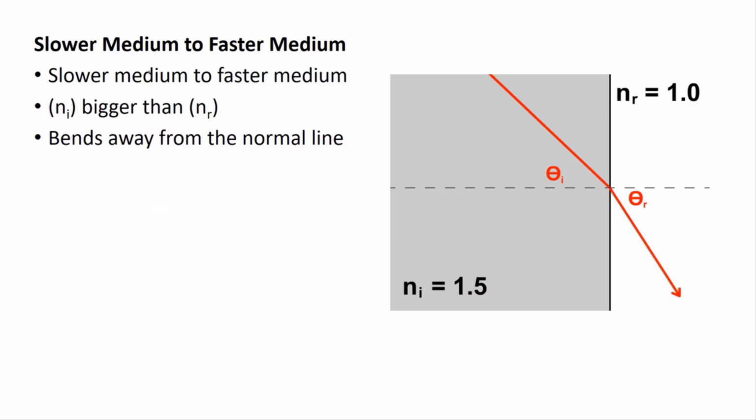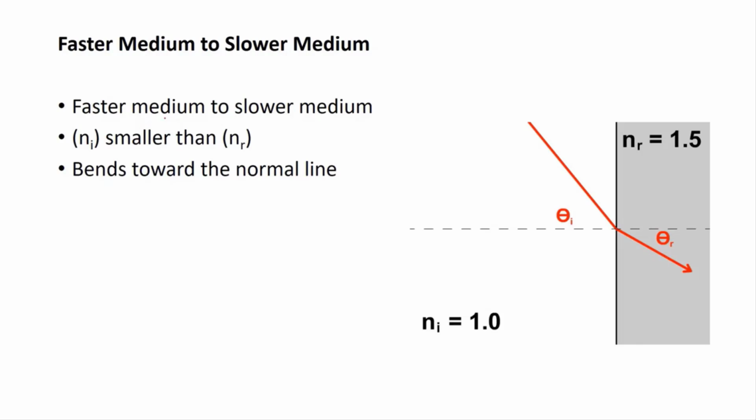Okay, so slower medium to faster medium. Bigger values of n mean slower, and the smaller the value, the faster. So therefore, as we go through the medium, we're going to end up having a slight bend outwards. And so this angle right here is going to be bigger because light's traveling faster in this new medium.